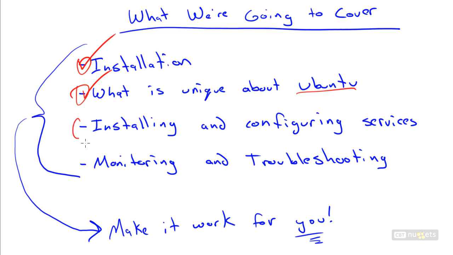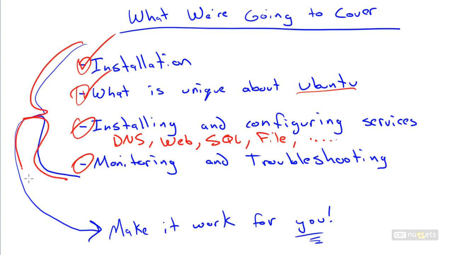We're going to learn how to install and configure services. When I say services, I mean things like DNS, web, SQL Server, file server, and the list goes on and on. There are so many services that Linux and Ubuntu supply out of the box that a large portion of our series is just going to be installing and configuring those various services in an Ubuntu environment. We're also going to talk about how to monitor your systems and troubleshoot them when things go wrong. But ultimately, I hope that this entire series helps you make Ubuntu work for you.